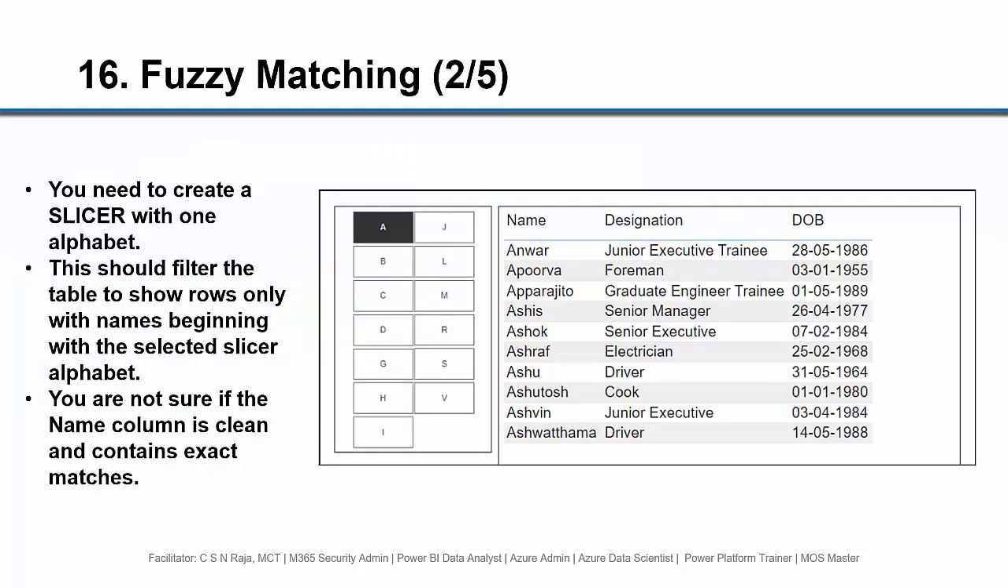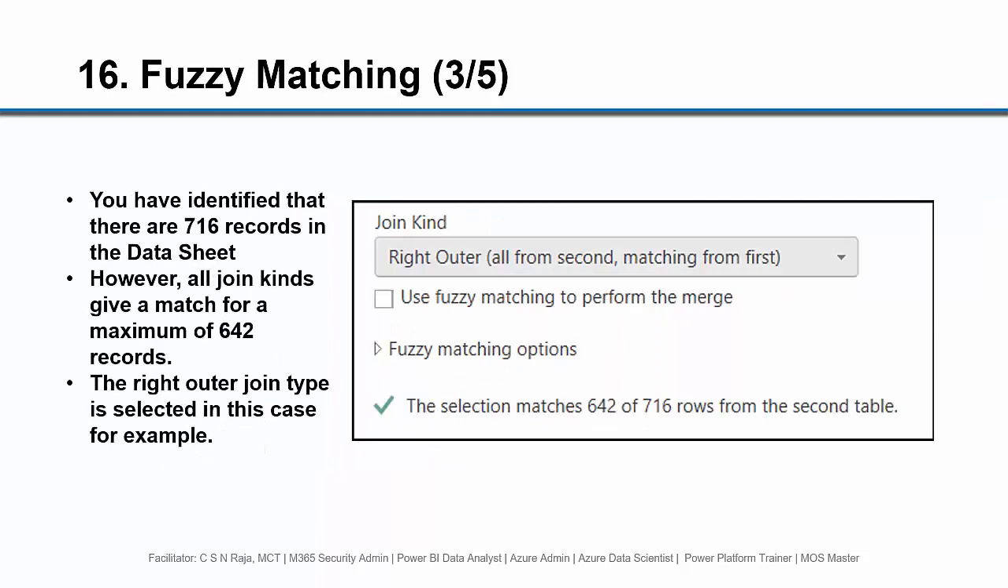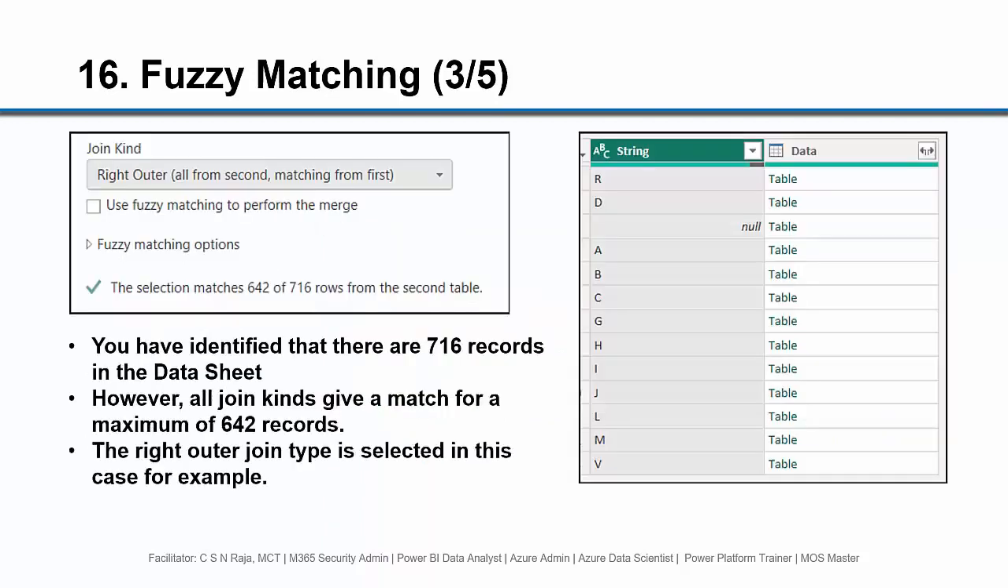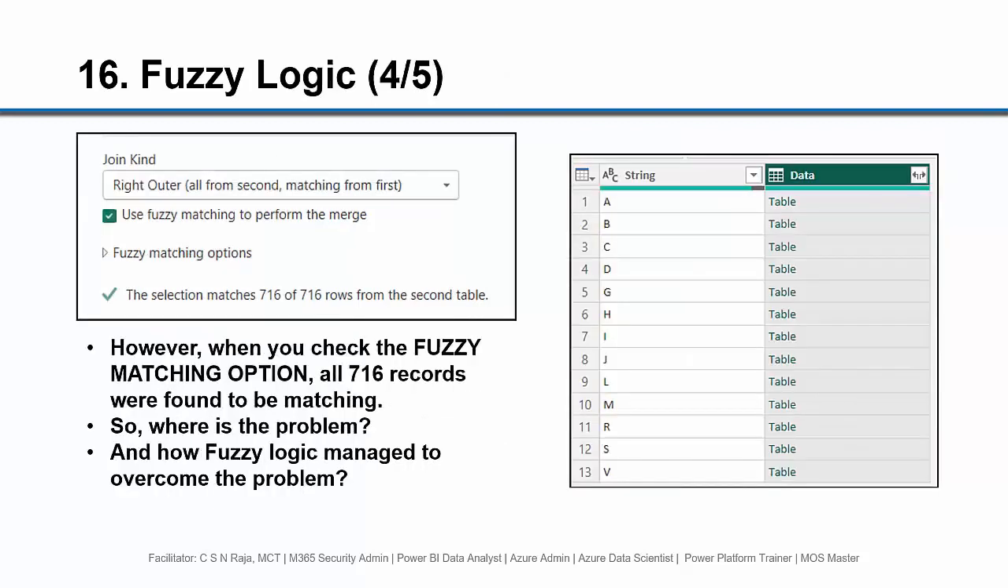In the sample that you are going to see in the demo, you are going to create a slicer based upon alphabets A to Z that will be used to filter for the names of the employees whose name starts with the same alphabet. When you try to do this activity with any of the regular join kinds, you will not be able to match all the 716 records. You have some issues somewhere. Finally, when you use an option called fuzzy matching, you will be able to see the selection matches 716 out of 716 rows from the second table. So we need to understand how this works and what is the real problem in the given source data.